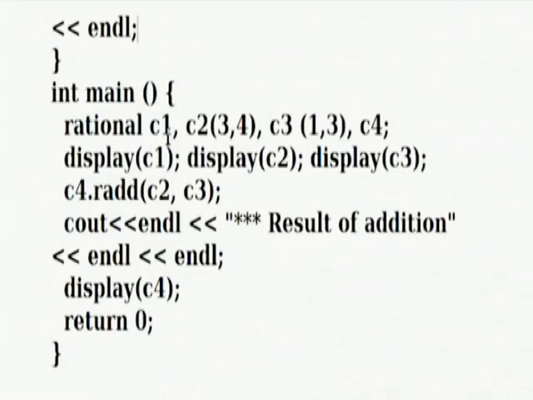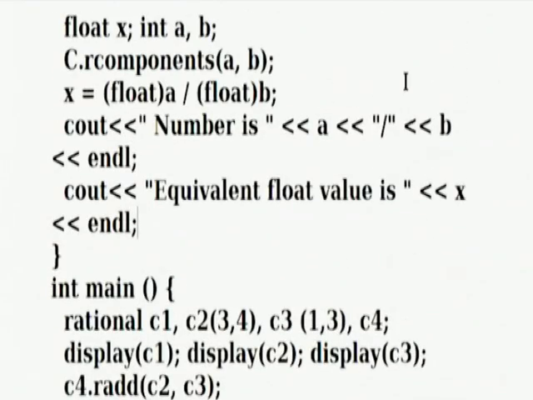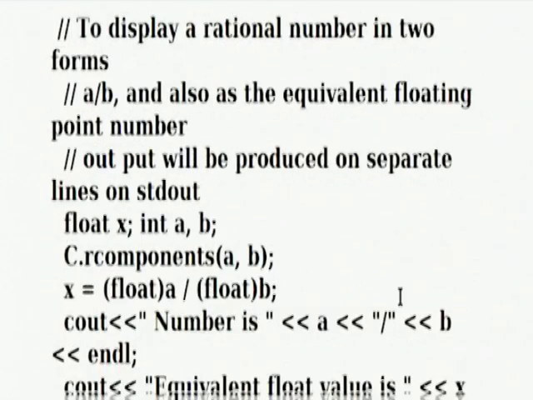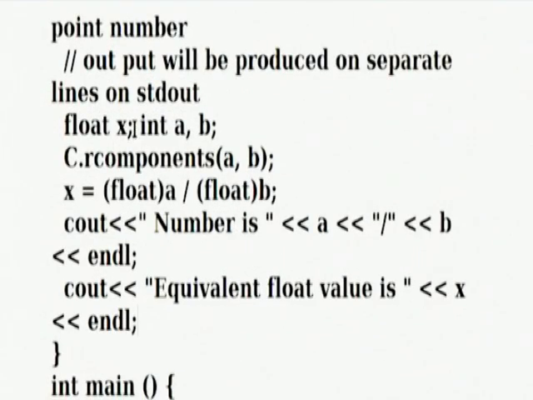As I said, we'll look at the display function that I have written. This function says void display rational C. It will expect an object of the type rational here. The implementation is given here. It says to display a rational number in two forms, in A by B form, as also as a floating point value. So I have declared here float x, int A comma B.